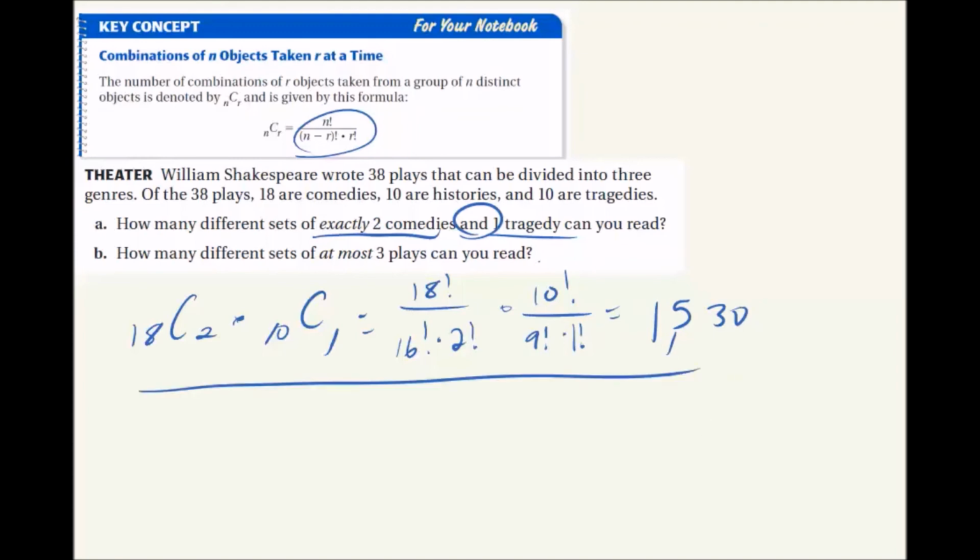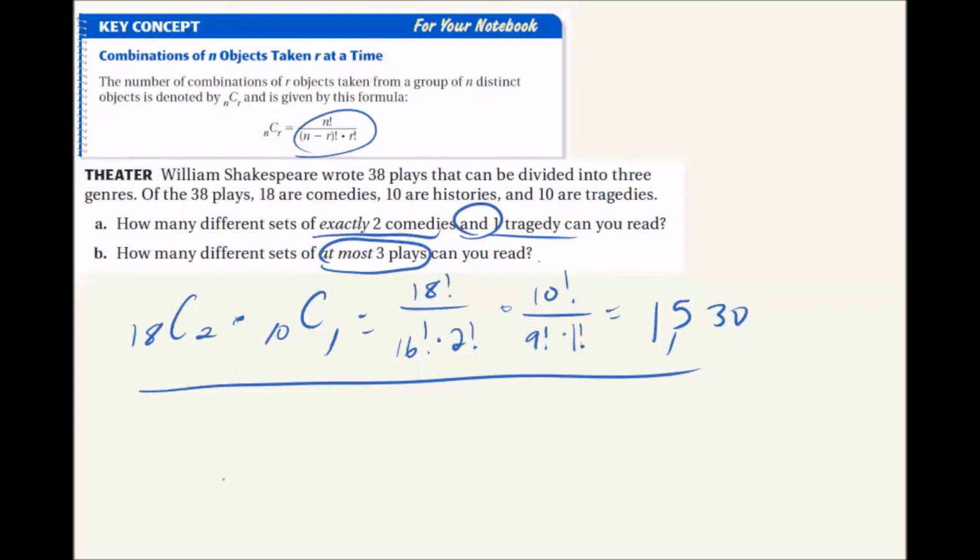Second question is, of course, a little more tricky. It says, how many different sets of, at most, 3 plays can you read? What it means when it says at most is you can read a set of 2 plays. You can read 0 plays. You can read 1 play. You can read 2 plays. You can read 3 plays. So what we need to do is add these different situations together. So we're really going to add the combinations of 0, 1, 2, and 3 together.